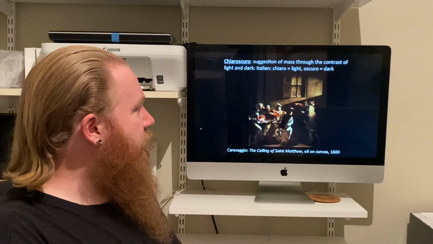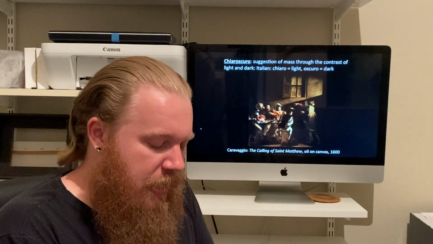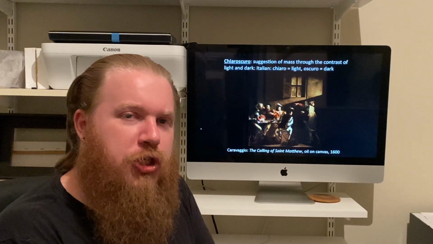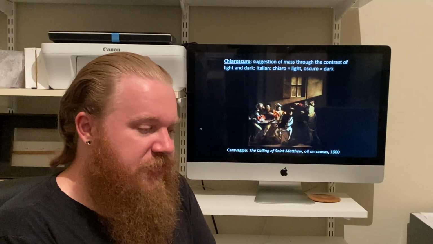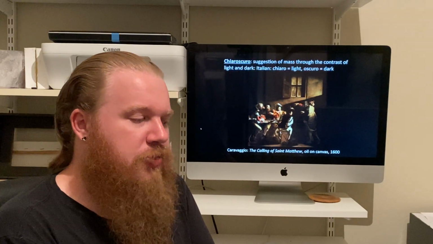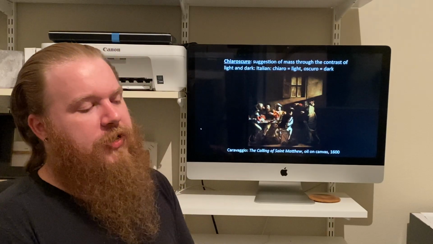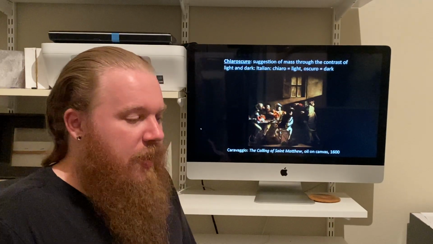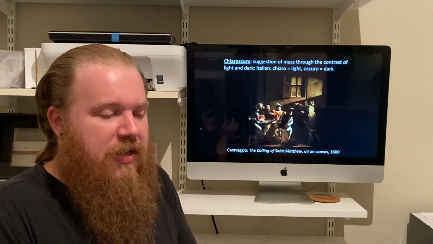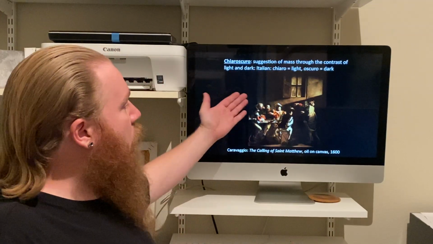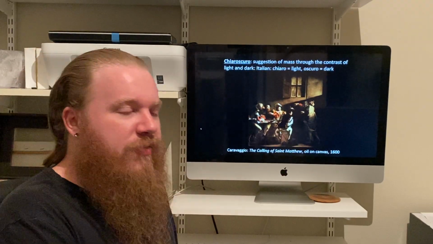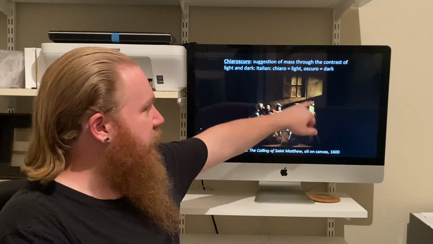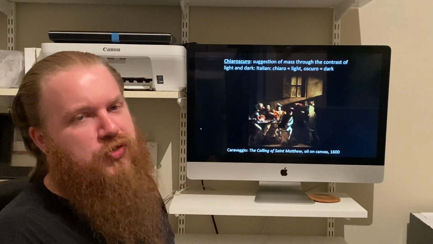Now, one way that artists have used light very extensively throughout history is through the use of what's known as chiaroscuro. And this is the suggestion of mass through the contrast of light and dark. And chiaroscuro literally means light and dark. In Italian, chiaro means light and oscuro means dark. And so here we can see a nice example of that by Caravaggio. This is the Calling of St. Matthew.